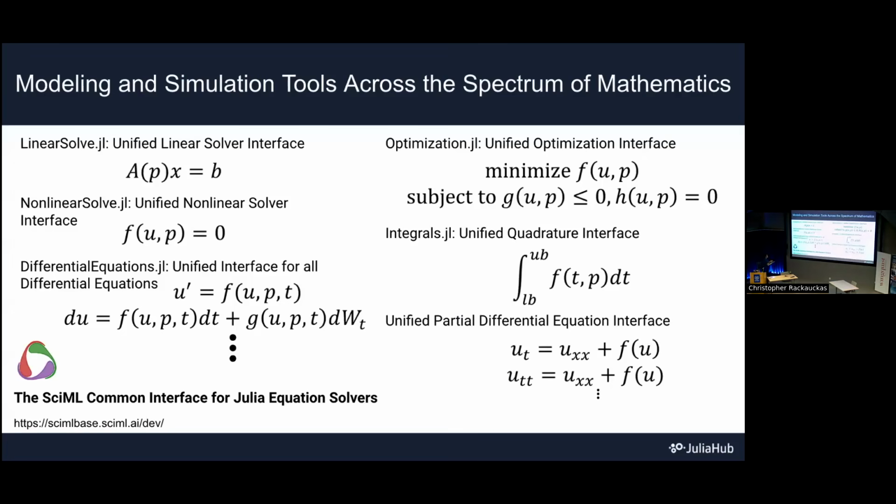So this is where we end up with this common interface where we have a lot of these different forms: LinearSolve.jl, NonlinearSolve.jl, DifferentialEquations.jl, Optimization.jl, and Integrals.jl, and I'll get to that unified PDE interface at the end. But the point is that a lot of these PDE problems, or I think all of these PDE problems, can be decomposed into some form that uses one of these underlying core solvers.